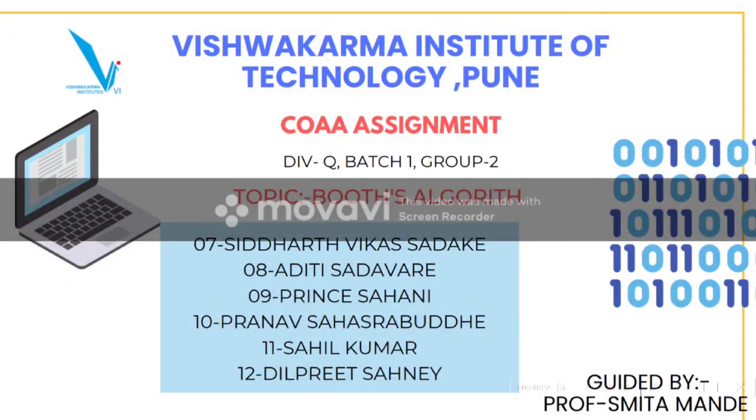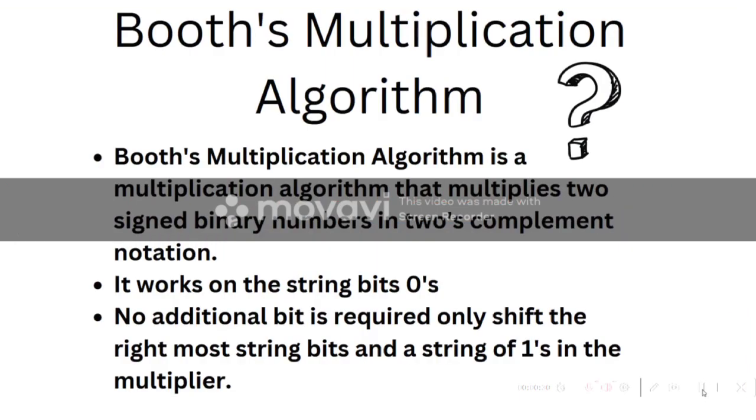Hello everyone. We are students from Vishwakarma Institute of Technology, Pune, and this is our assignment for our subject Computer Organization and Architecture, and our topic is Booth's algorithm. We are from Division Q, Batch 1 and Group 2. The members of the group are as follows: Roll number 7, Siddharth Sadke; Roll number 8, Aditi Sadavare; Roll number 9, Prince Sahani; Roll number 10, Pranav Sahasrabuddhe; Roll number 11, Sahil Kumar; and Roll number 12, Dilpreet Sahani.